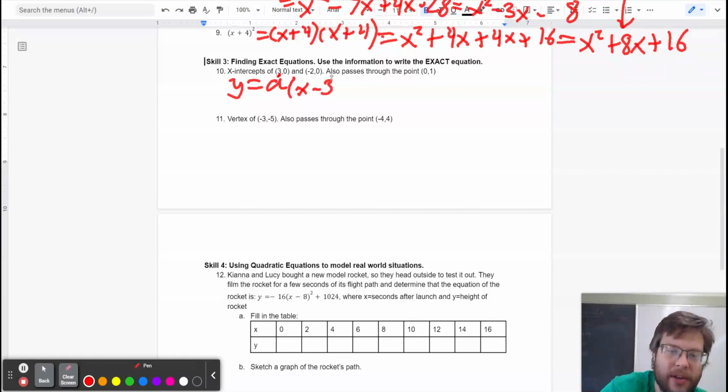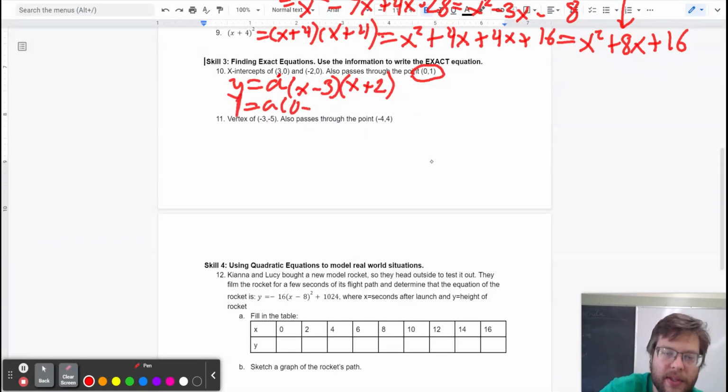So I know I've got to have an x minus 3 factor, and I've got to have an x plus 2 factor, because those x-intercepts will make each of those parentheses equal 0. 3 minus 3 is 0, negative 2 plus 2 is 0. The only other information you have is that it passes through the point 0, 1. So y is equal to 1, and x is equal to 0.